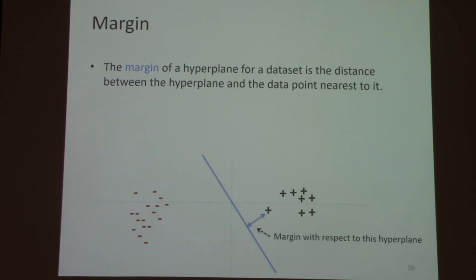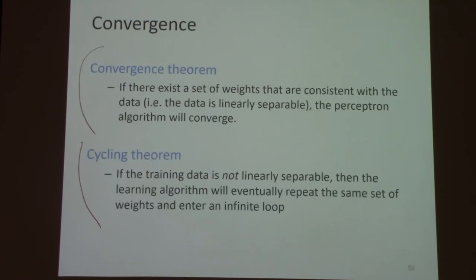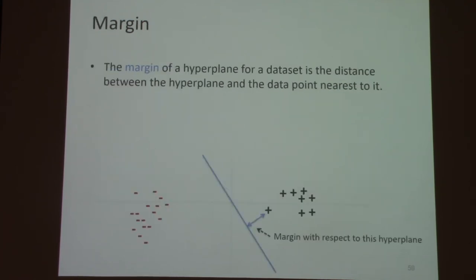So, in order to talk about the convergence theorem, we are going to look at this idea called margin. Margin is a really important concept that shows up not only in the perceptron algorithm, but it's an idea that pretty much drives the idea of support vector machines. We will see this slide multiple times in the semester, and you need to understand this at an intuitive level. And it's a fairly intuitive idea.